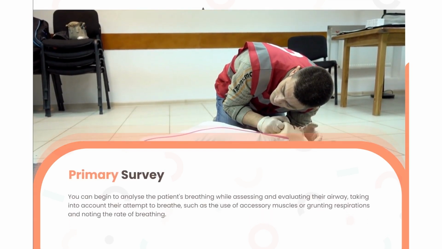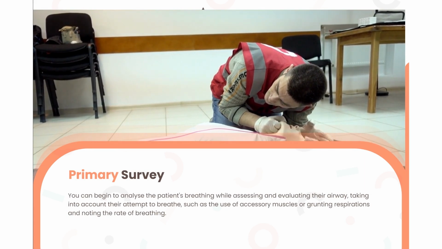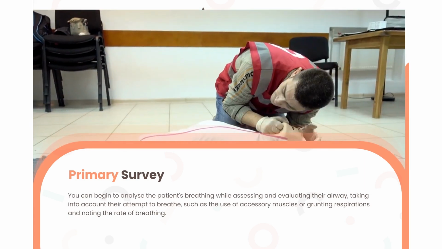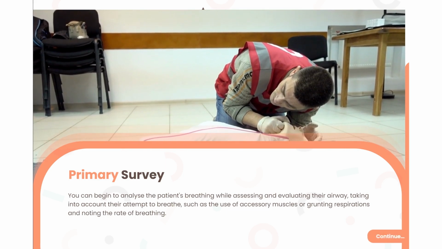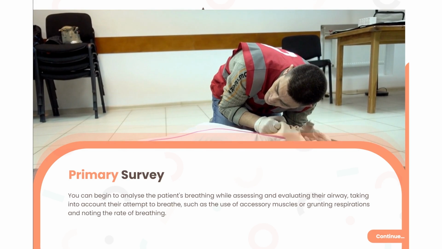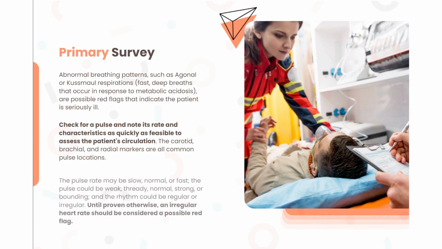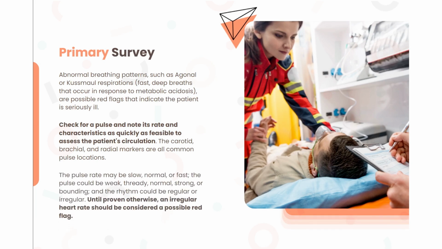You can begin to analyze the patient's breathing while assessing and evaluating their airway, taking into account their attempt to breathe, such as the use of accessory muscles or grunting respirations, and noting the rate of breathing. Abnormal breathing patterns, such as agonal or Kussmaul respirations, fast, deep breaths that occur in response to metabolic acidosis, are possible red flags that indicate the patient is seriously ill.